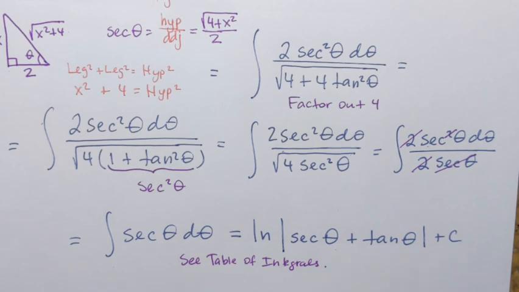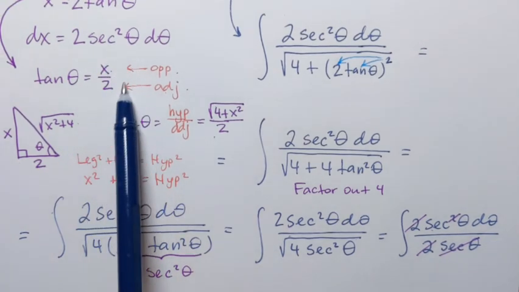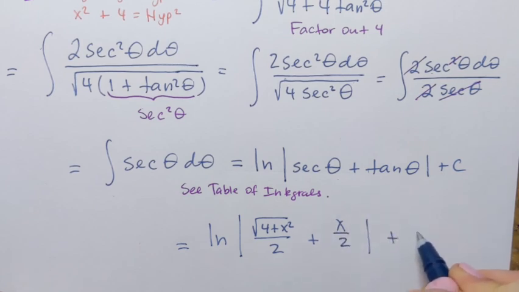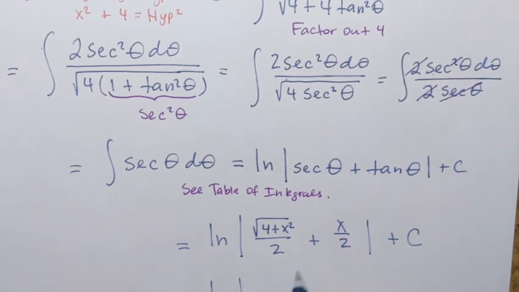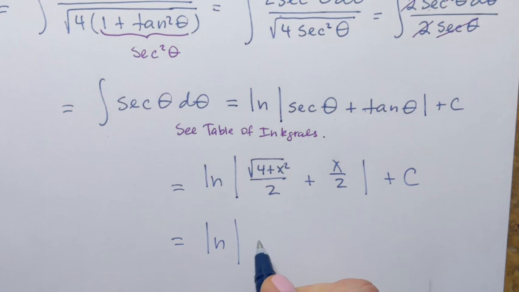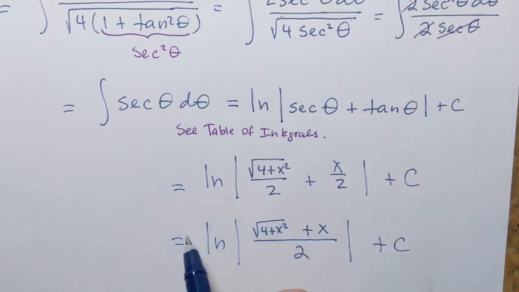So the answer will be ln of the absolute value of secant theta, here it is, square root of 4 plus x squared over 2, plus tangent of theta, which we had, it's x over 2, plus x over 2, and then plus C. Of course, it's okay to leave it like that, or you can combine, since those two fractions have the same denominator anyway, right? Why not combine them together? So absolute value of the numerator is square root of 4 plus x squared plus x, denominator is 2, plus C. So that's going to be the answer.